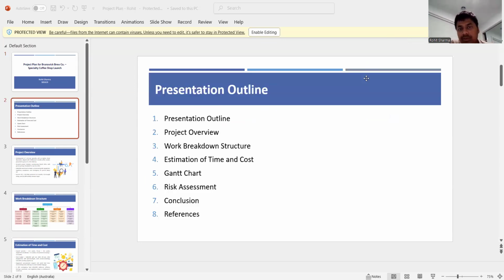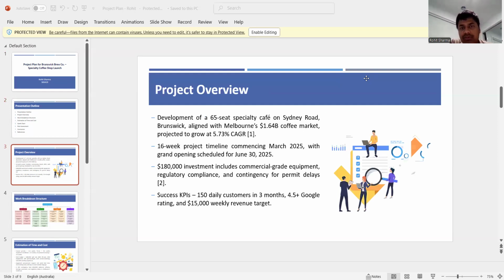In this project, we're going to present these outlines. In the first slide, here is the presentation outline. Then we present the project overview. Then we're going to present the work breakdown structure, estimation of time and cost, everything. So I'm going to start with the first slide, project overview.